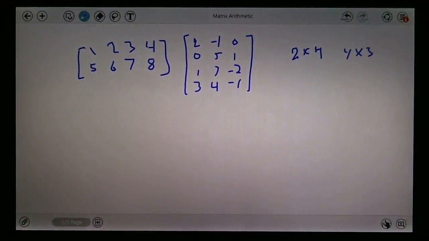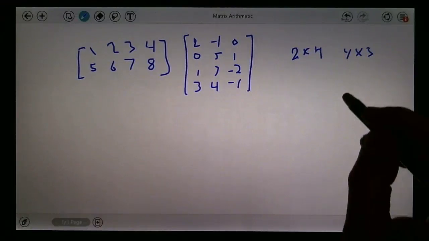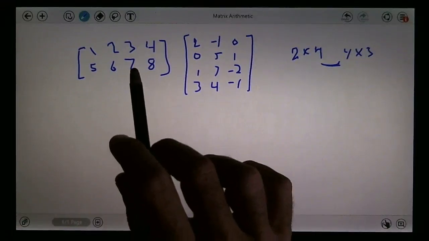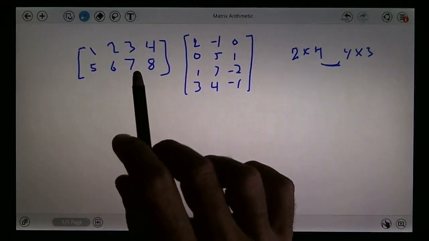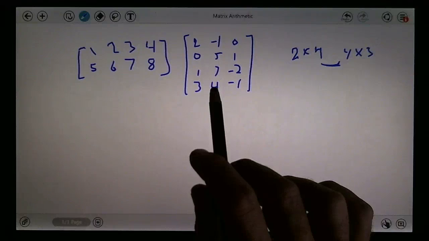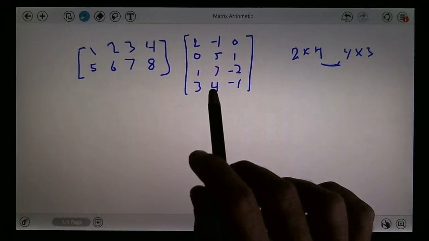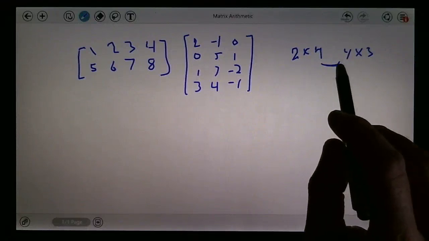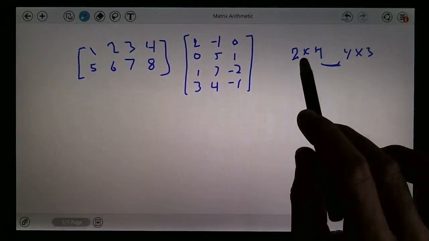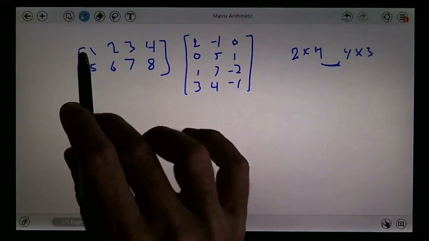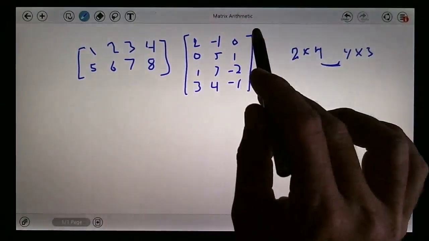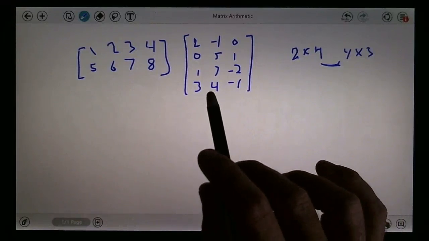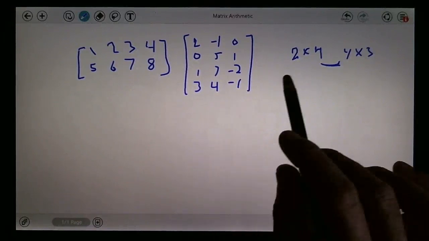In order for this multiplication to work, you need the number of columns of the first matrix to be equal to the number of rows of the second matrix. And then, if these two things are equal, the result will be 2 by 3, the number of rows of the first by the number of columns of the second. So a 2 by 4 times a 4 by 3 gives a 2 by 3 answer.